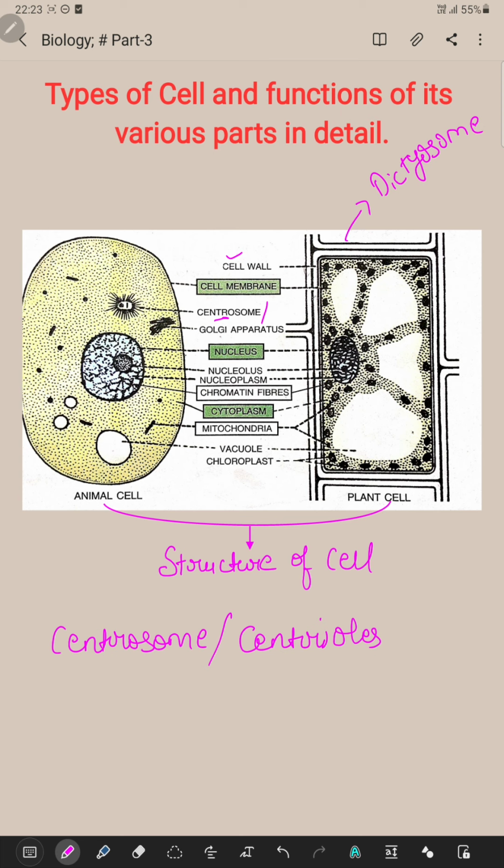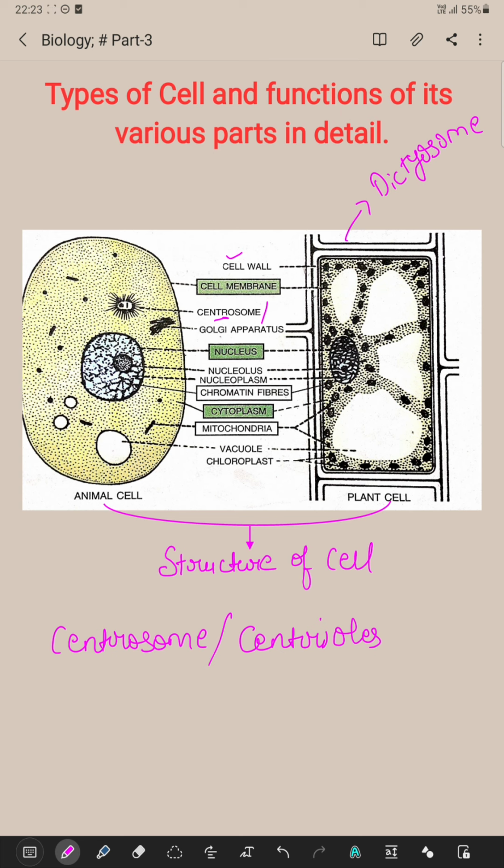Then we have nucleus. This is the brain of the cell, and if it is not present, the cell dies. Whenever we remove the nucleus from a cell, it always dies because it is the brain of the cell. If the brain or heart is removed from our body, definitely we will die, because our brain is controlling everything and our heart is pumping the blood to the body, and if both stop functioning, then how will our body work, right?